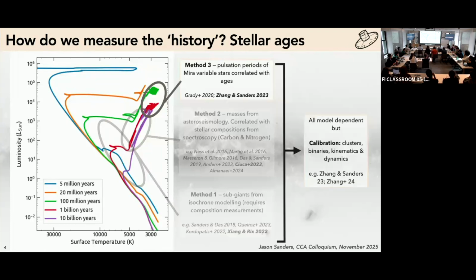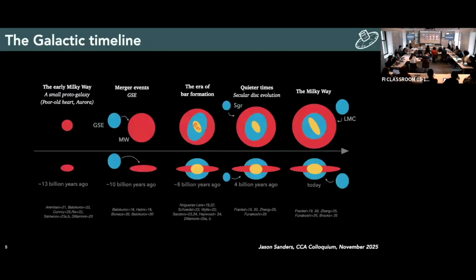Okay. And with all of these things, I suppose the overall goal is to try and mutually calibrate these methods against each other. They're all model dependent, and that's really the problem with stellar ages. But fundamentally, there's a hope that we can mutually calibrate these different methods, in particular by looking at commonality between the kinematics and dynamics of different populations. Okay, and when we have this information, what can we do?